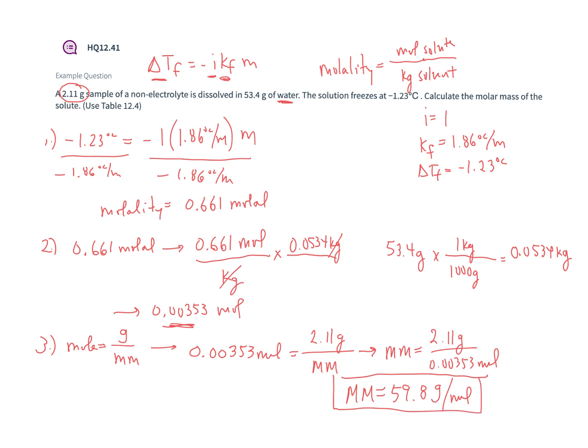So we started with our change in freezing point. We used that information to find the molality, and then we used the mass of the solvent to find the moles. And then once we knew moles and the mass that we added to that solution, we could use that information to find the molar mass of the unknown, approximately 59.8 grams per mole.